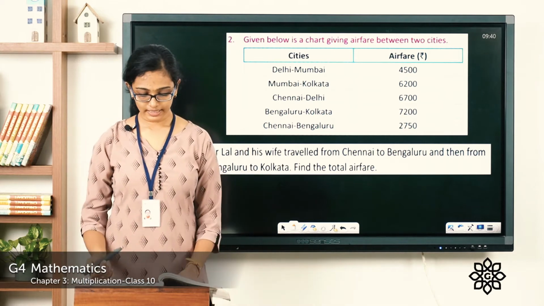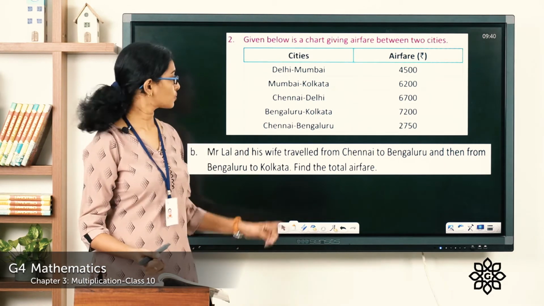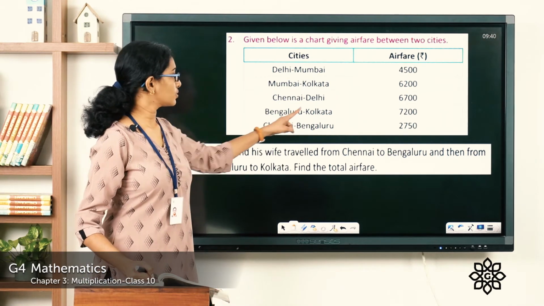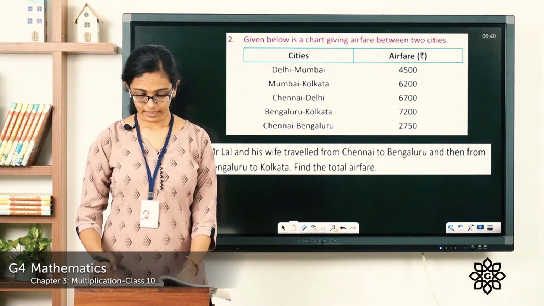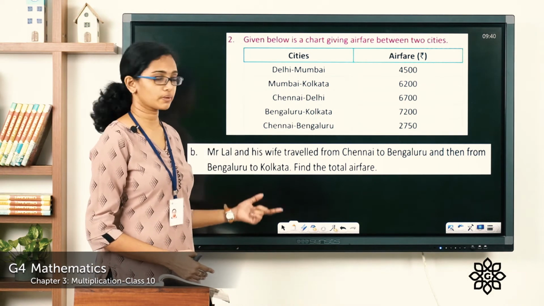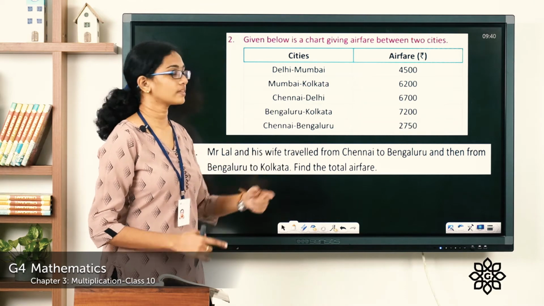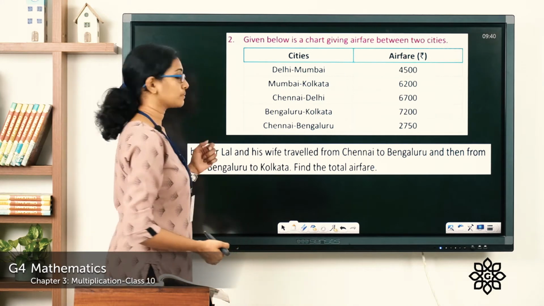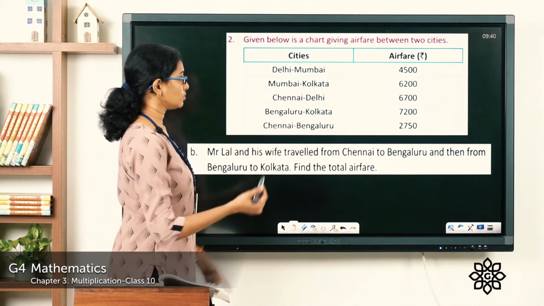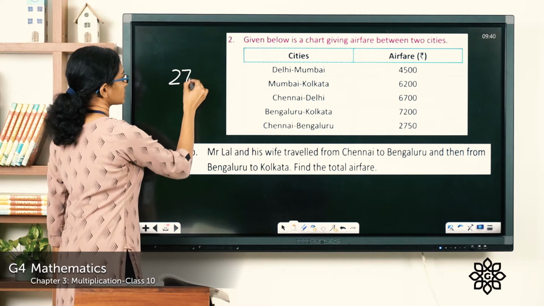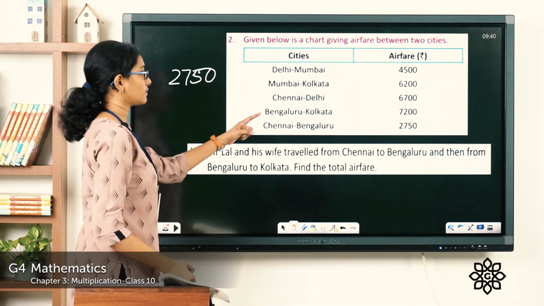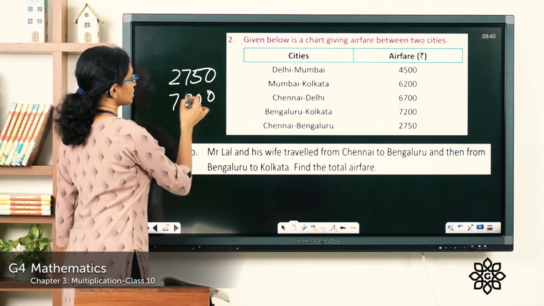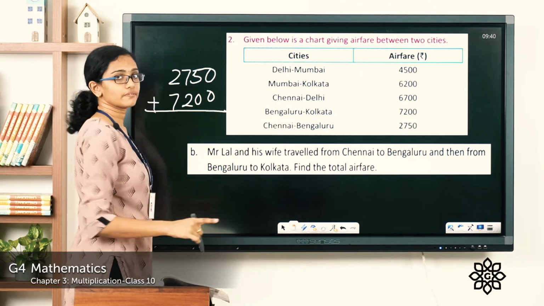Mr. Lal and his wife travel from Chennai to Bengaluru, and then from Bengaluru to Kolkata. Find the total airfare. Here also 2 people are traveling. Let's find out the total airfare for one person first. So let it be Mr. Lal. From Chennai to Bengaluru, he has to pay 2,750 rupees. And from Bengaluru to Kolkata, he has to pay 7,200 rupees.